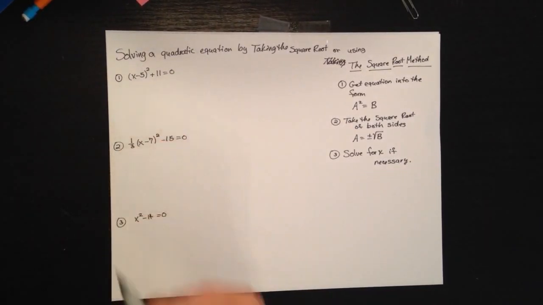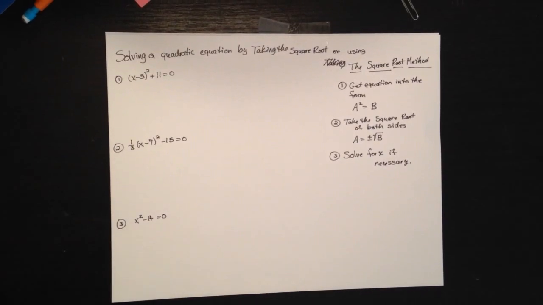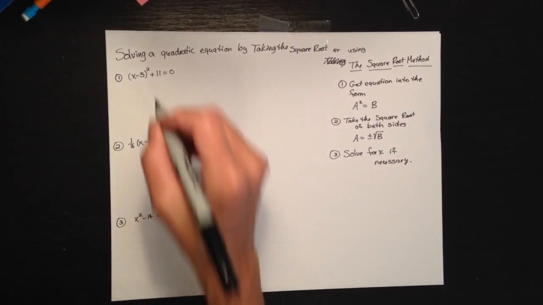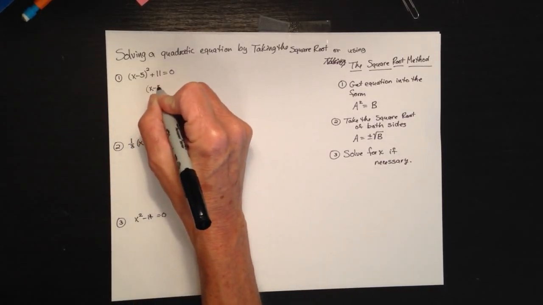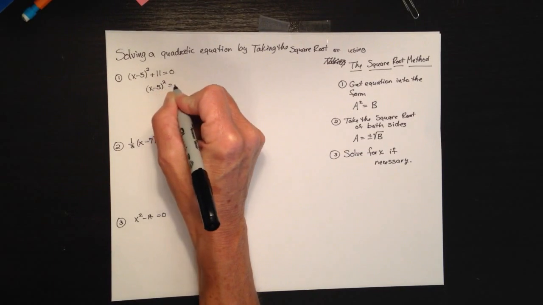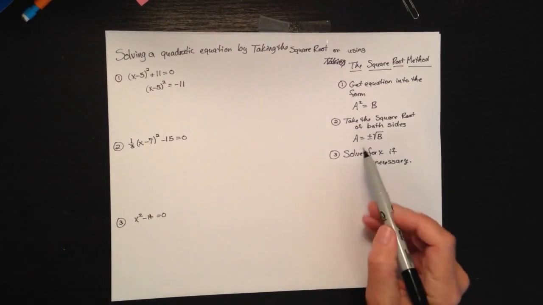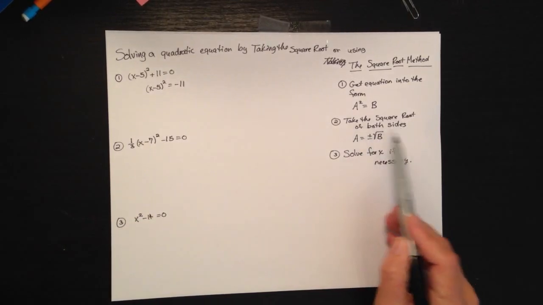In number one, the expression that's being squared is this (x minus 5) squared. We want to get it by itself on one side of the equation. So to do that, we subtract 11 from both sides. (x minus 5) squared equals negative 11. And then once we've done that, we are ready to take the square root of both sides, which is step 2. Take the square root of both sides.